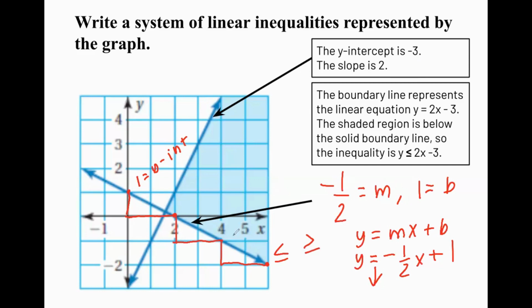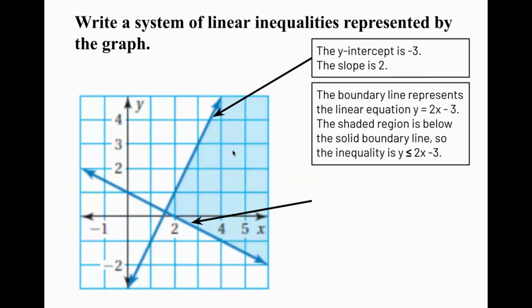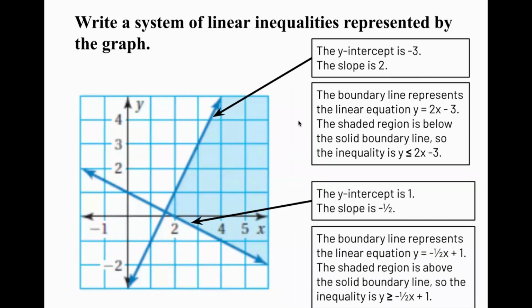Looking at our shaded region, it's actually above our boundary line. So we know that our symbol is going to be greater than or equal to. So your final inequality would be y is greater than or equal to negative 1/2 x plus 1. So for your final system of inequalities, it would be y is less than or equal to 2x minus 3, and y is greater than or equal to negative 1/2 x plus 1.